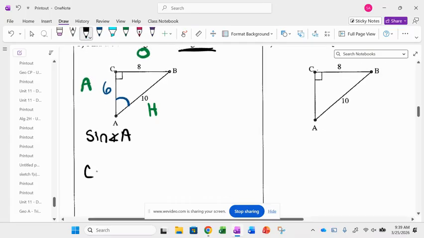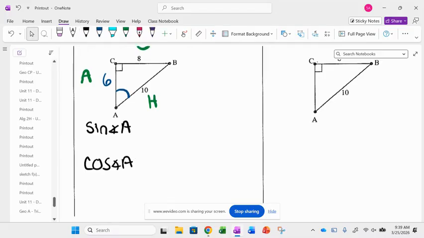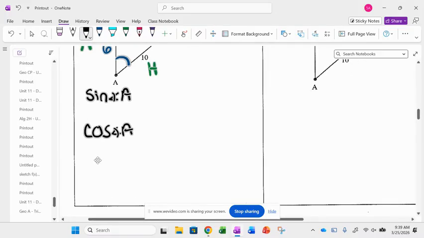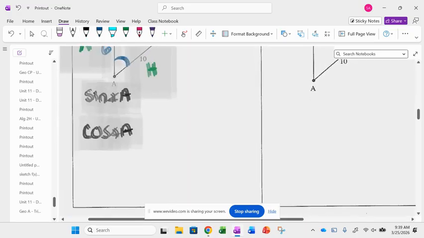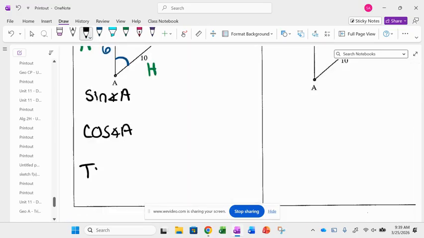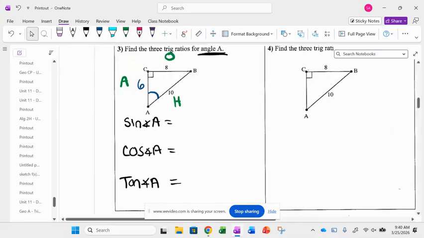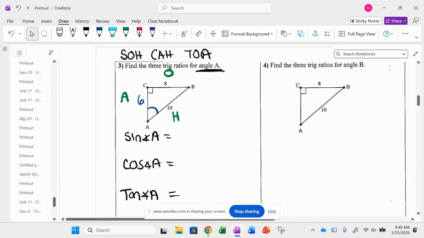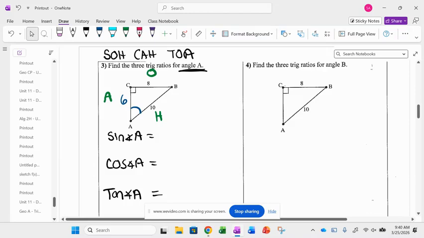Jay, am I allowed to just write cos equals and write my answer? No, what does it have to be? The angle. Jack C, am I allowed to just write tan equals and write my answer? No, what do I have to do? Yep, tan and then name the angle that we're using. Okay, so now we're going to go to sine angle A.